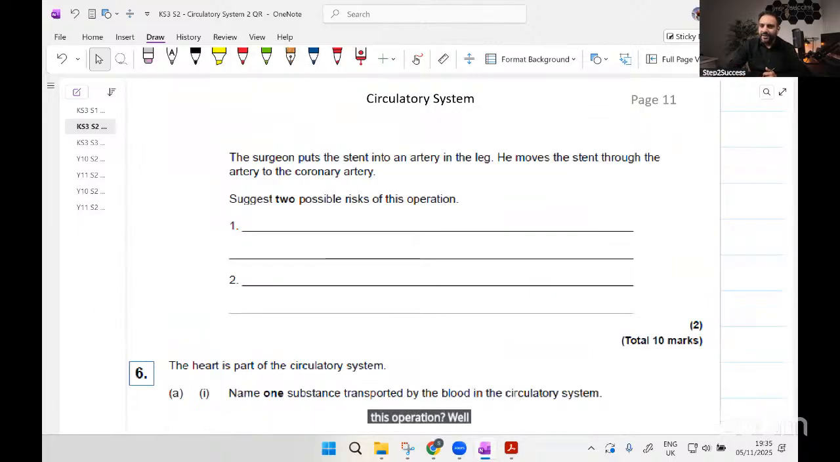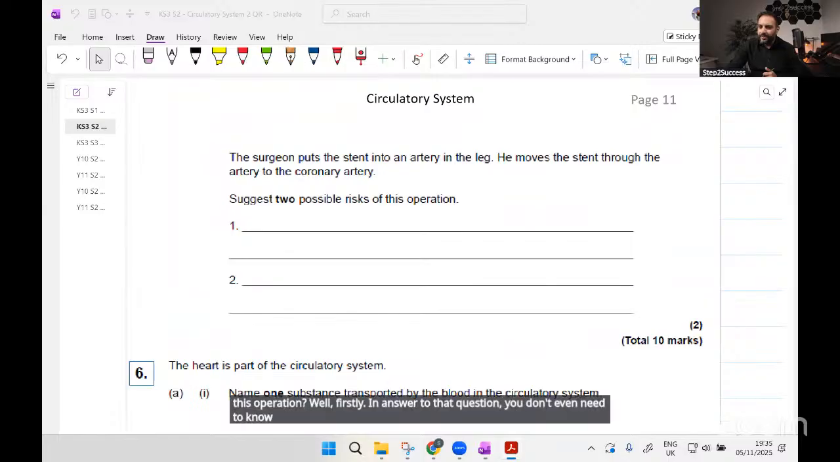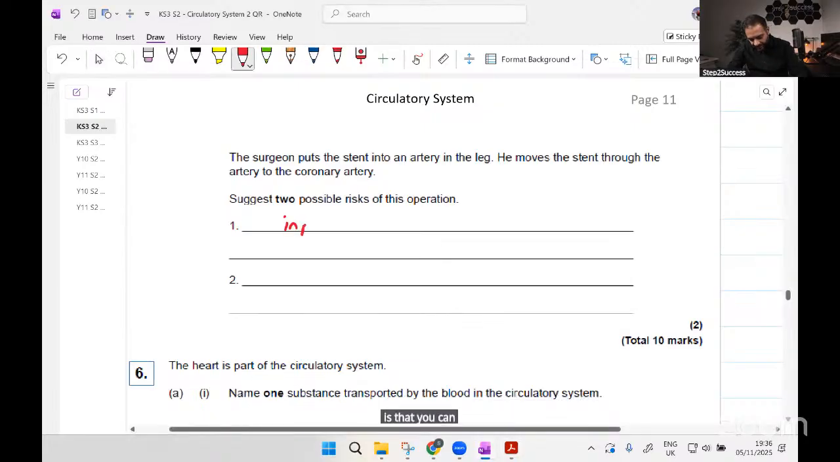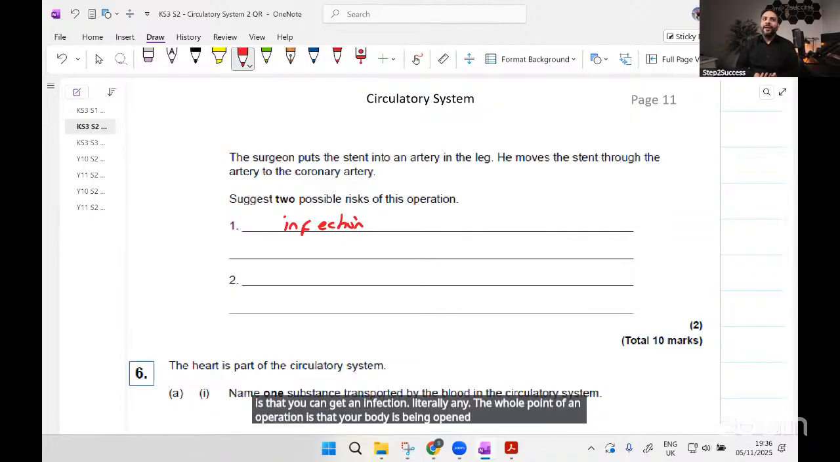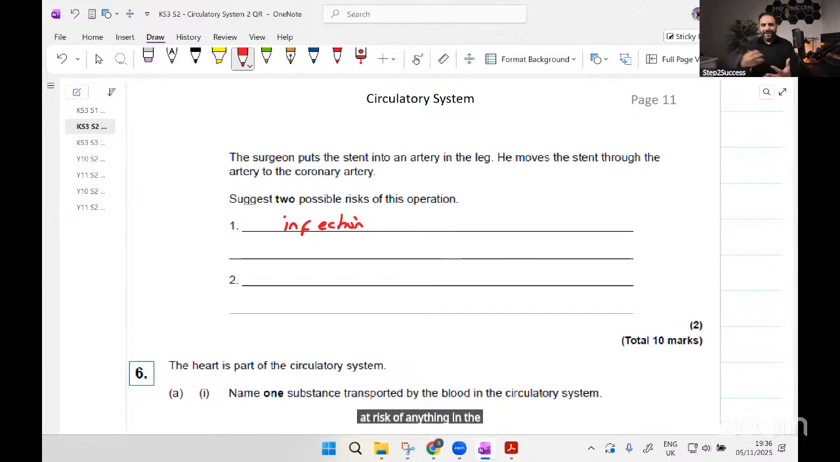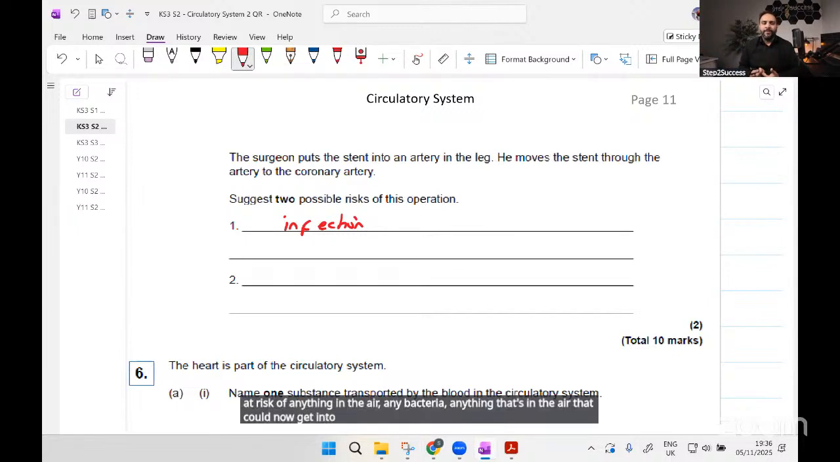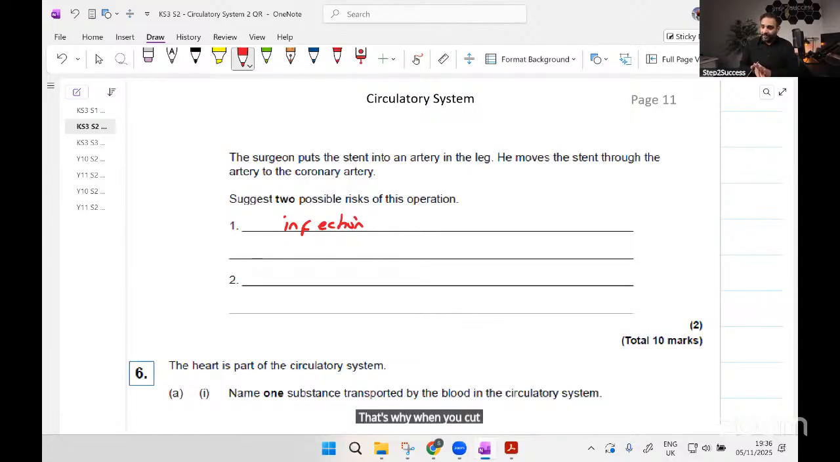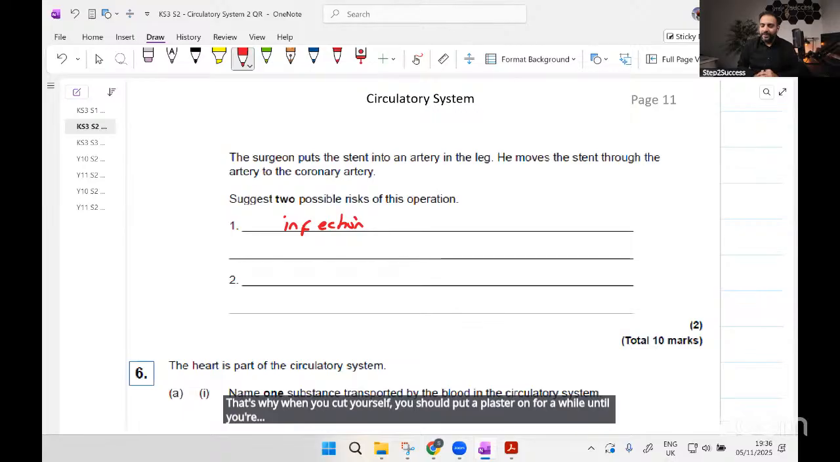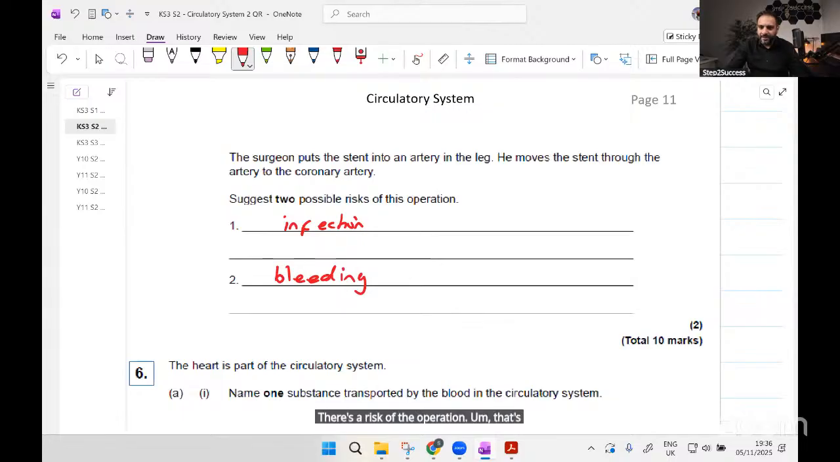Firstly, in answer to that question, you don't even need to know anything about this. You should know the risk of any operation is that you can get an infection. Literally any. The whole point of an operation is that your body is being opened up, so you are essentially at risk of anything in the air, any bacteria, that could now get into your blood and spread around your body. That's why when you cut yourself, you should put a plaster on for a while until your platelets deal with it. Basically, that's the answer to any operation question. And the other things you could say are damage to the heart, or bleeding. That's 5C part 2 done.